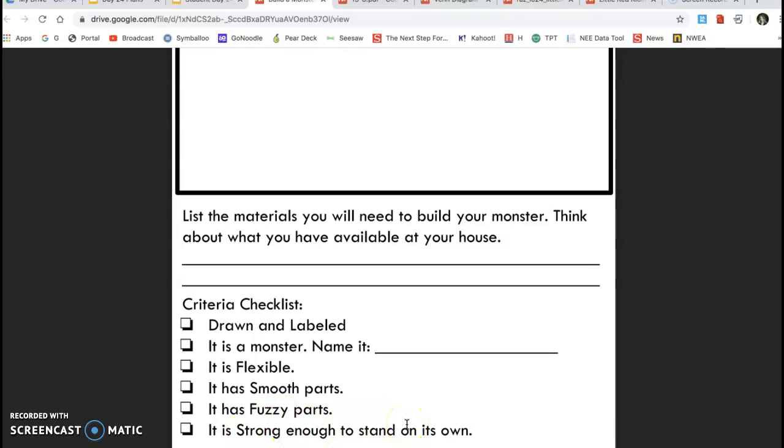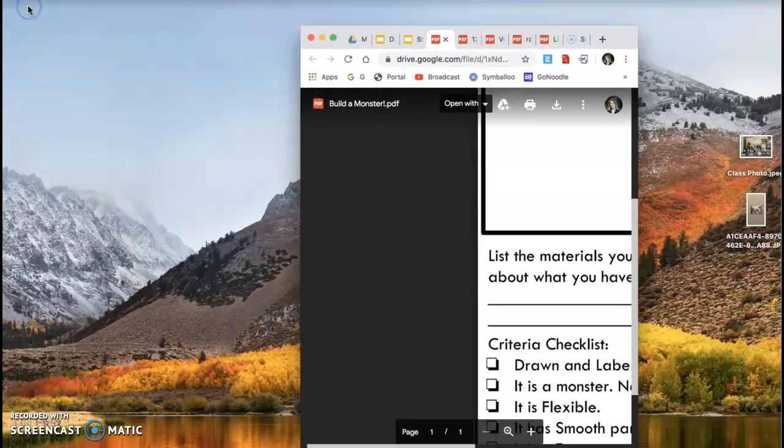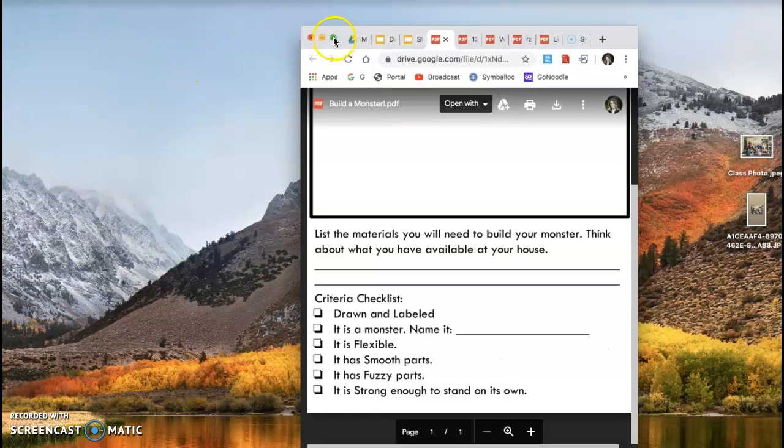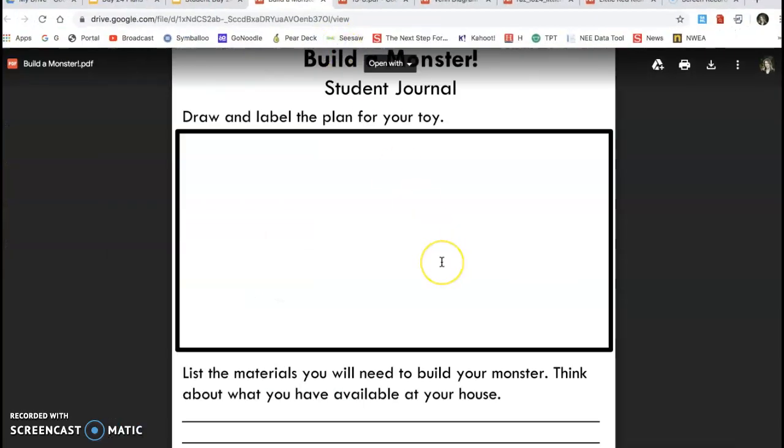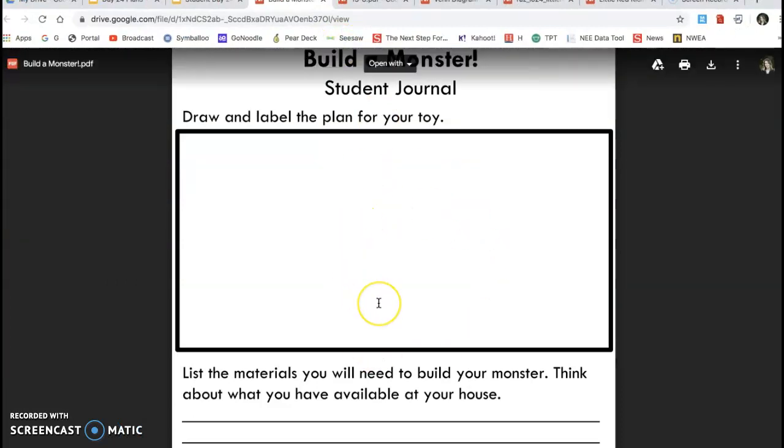So like whatever legs you have, whatever flexible material or whatever you pick, it should be strong enough to stand on its own. Let me check my time just real quick because I only have 15 minutes to make these. Okay, good. I'm making good time. So today you will be creating your monster, just designing it on a piece of paper.